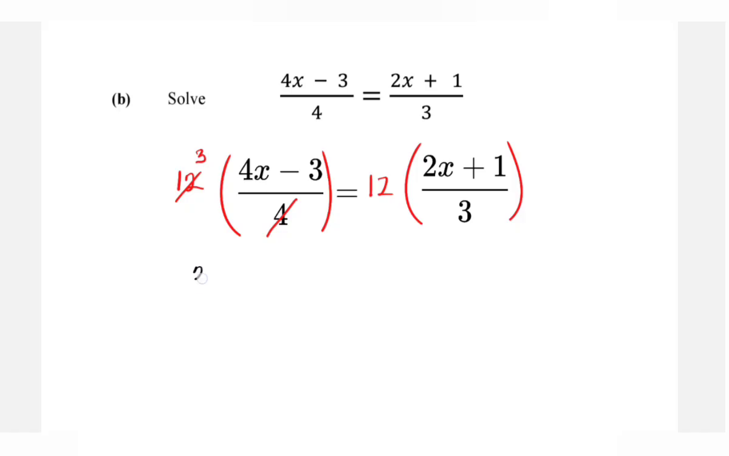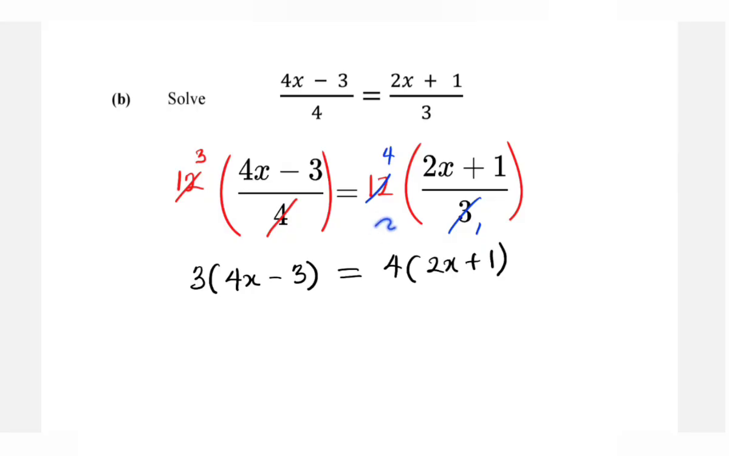So what we are left with here is 3 into bracket of 4x minus 3 is equal to 3 here 1, 3 here 4. So we have 4 to multiply 2x plus 1. It's still the same thing as when you cross multiply, because if you cross multiply this will multiply all this, and 4 will multiply all this. So either you cross multiply or you multiply through by the LCM, you are still going to end up getting the same answer. So let's open this bracket.